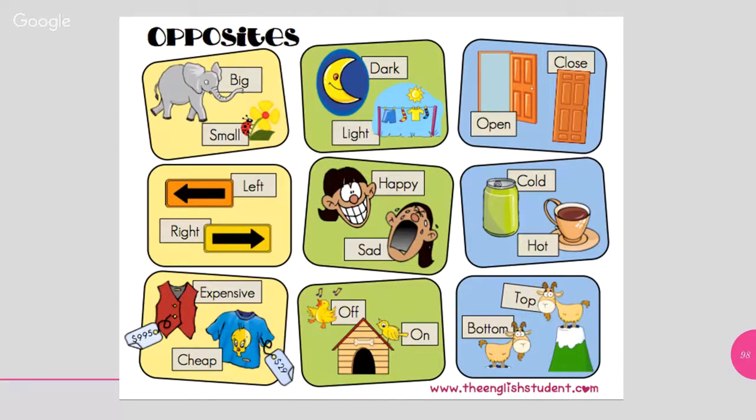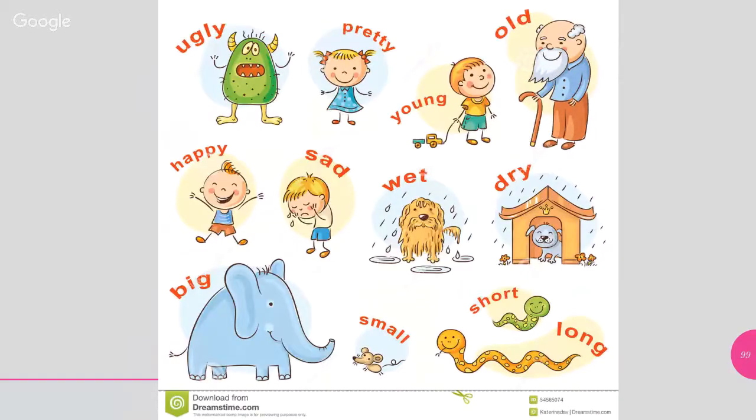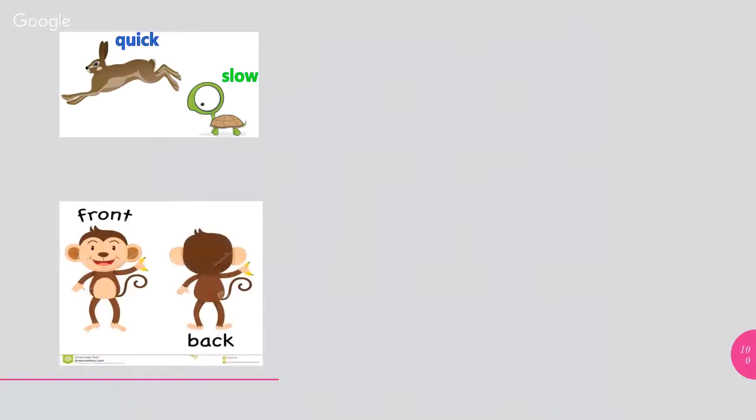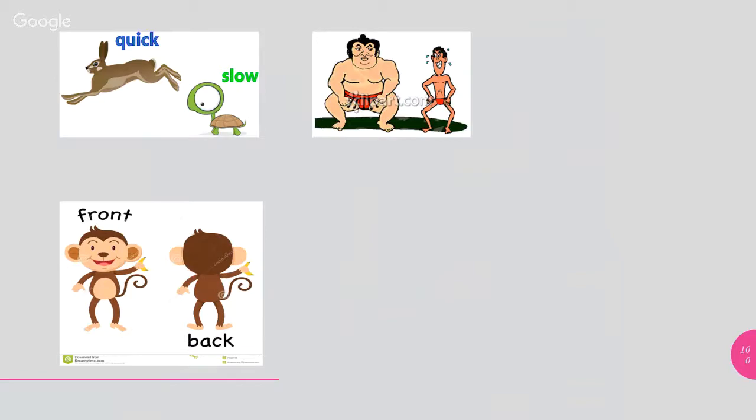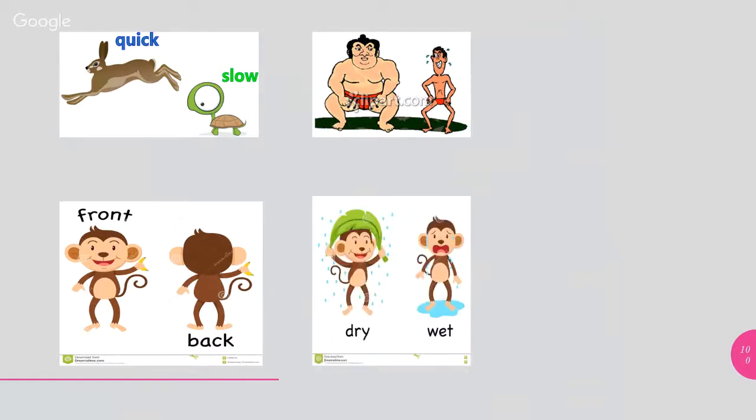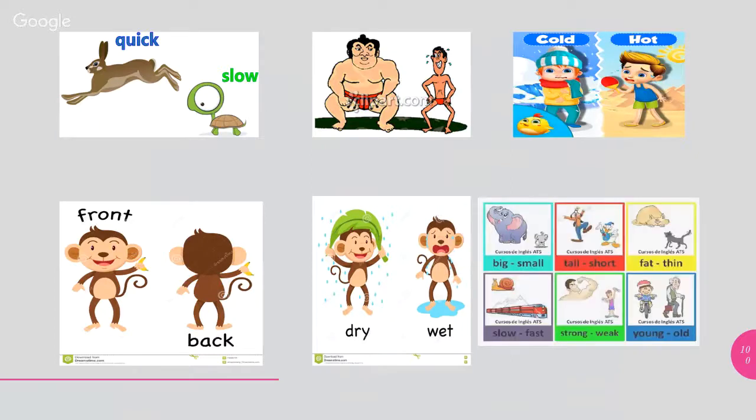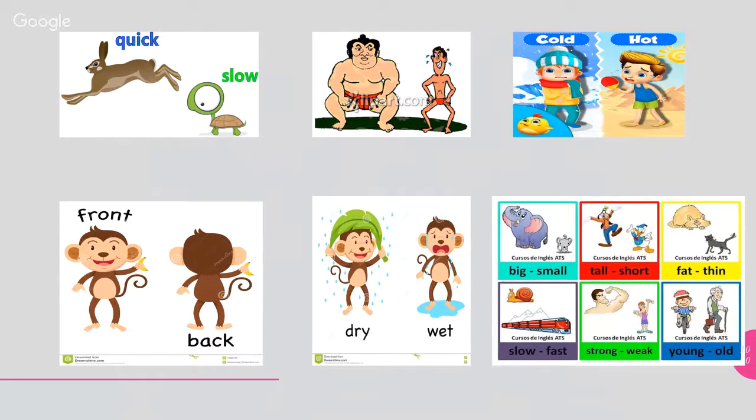So if you have a little more vocabulary, you will be able to do these words very easily. We just give you the synonym of a word or the antonym of a word, two words each. Two synonyms, two antonyms. Ugly, pretty, young, old, happy, sad, wet, dry, big, small, short, long. Slow, front, back. Wet, dry, wet, cold, hot. Big, small, short, fat, thin, slow, fast, strong, weak, young, old.